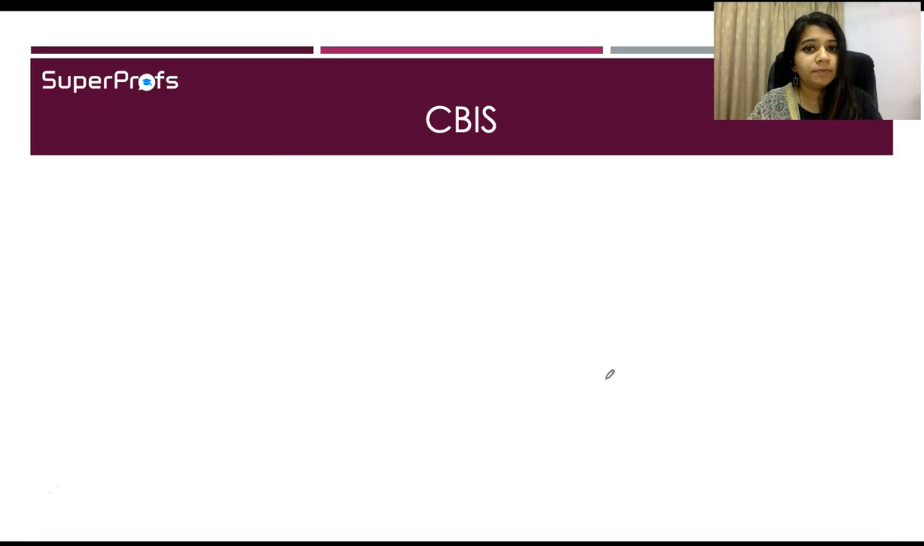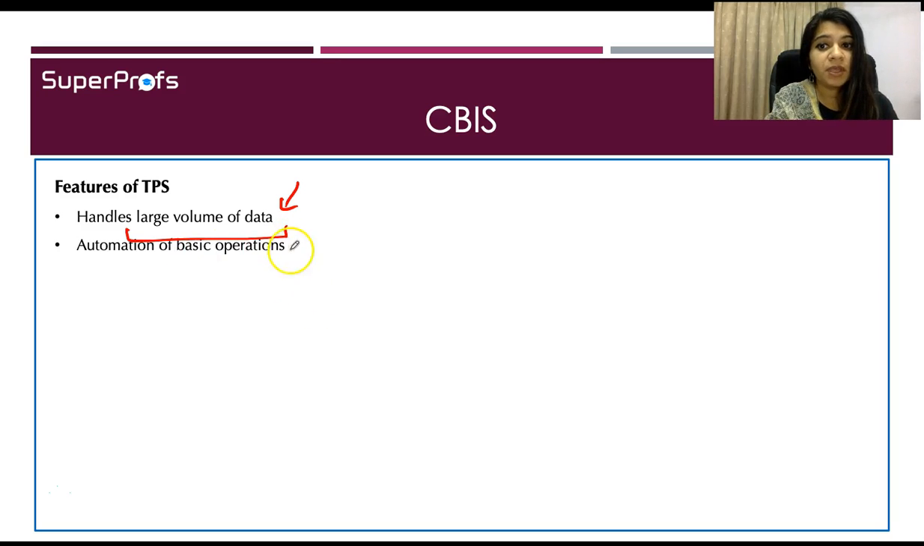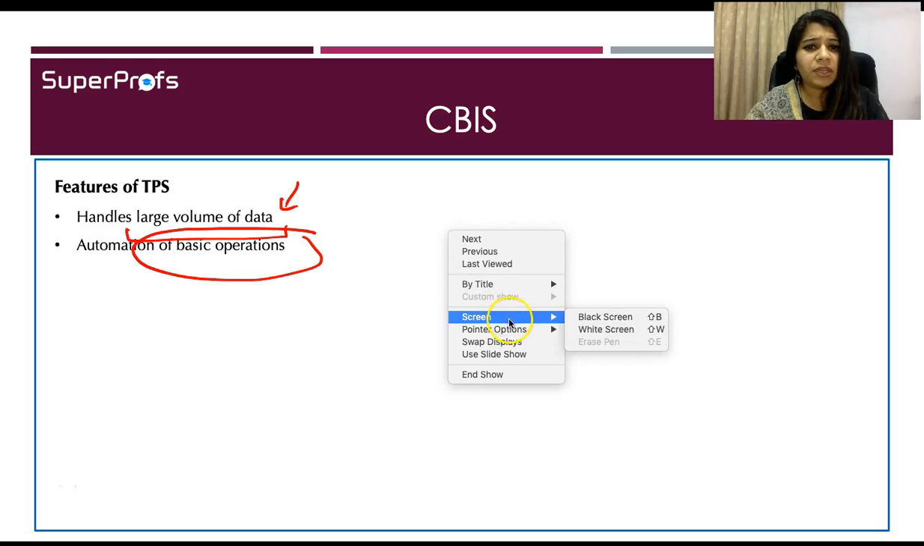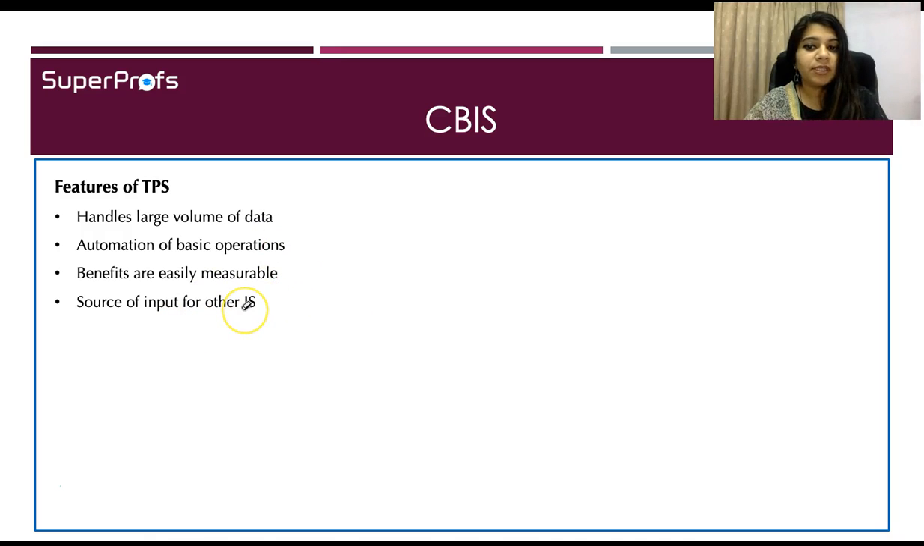Now we will study the different features of TPS. First of all, it handles a large volume of data because it is at the very transaction level. Then there is the automation of basic operations like simple sale, purchase. Very basic operations, but they have to be automated. Benefits are easily measurable, and it is the source of input for other information systems. Now this we will explain further. Let me explain this point, source of input for other information systems.